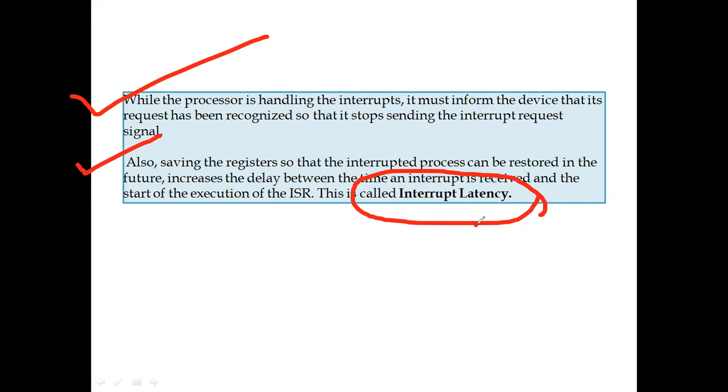Meaning, the time gap between when the interrupt came and when the processor handled the interrupt, that time gap is known as what? Interrupt latency. So my dear students, to all of you, the first question that you need to answer is: what is interrupt latency? Is my question clear to everyone? Yes, sir. Very good.